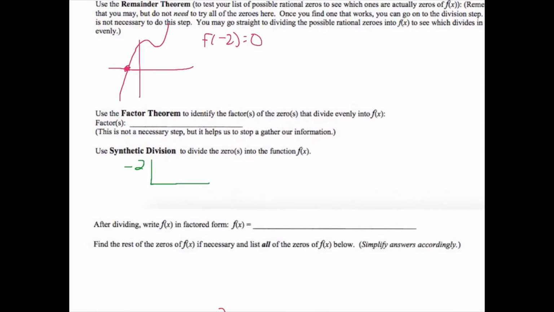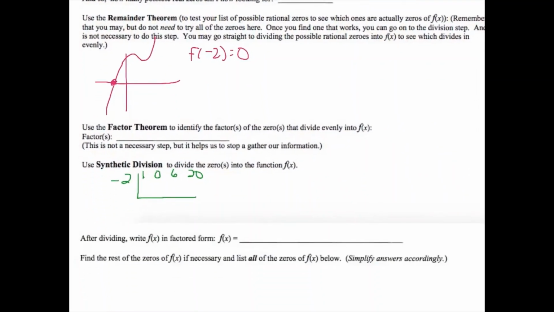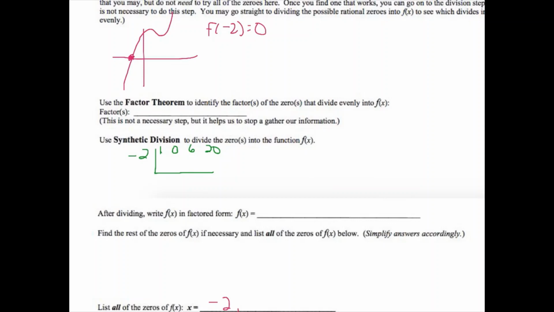So my numbers I'll put up there are 1 for the x cubed, 0 for the x squared, 6 for the x, and 20 for the constant. Just make sure we got that right. 1, 0, 6, 20. So we're going to go ahead and synthetically divide that. We'll bring down the 1. Negative 2 times 1 is negative 2. 0 plus negative 2 is negative 2. Negative 2 times negative 2 is positive 4. 6 plus 4 is 10. Negative 2 times 10 is negative 20.